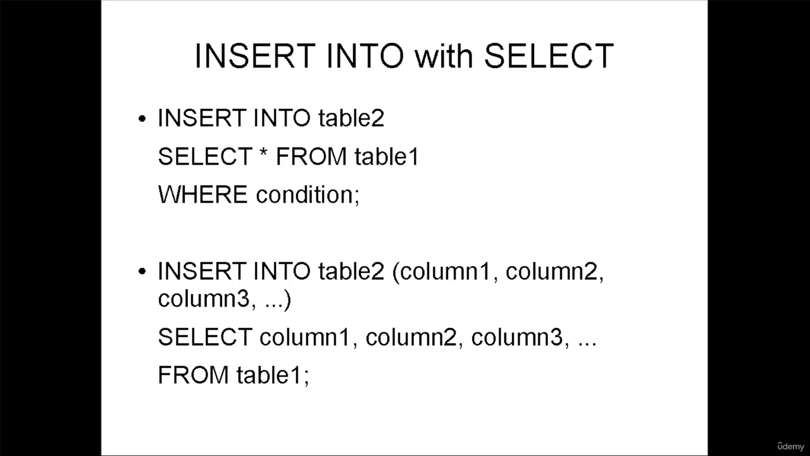Insert into Table 2, column 1, column 2, column 3. Select, column 1, column 2, column 3. From, table 1. This SQL query follows a common pattern. It starts with insert into, targeting table 2 and specifying column 1, column 2, and column 3. Then, it uses select to pull those same column 1, column 2, and column 3 from table 1, copying data from one table to another.